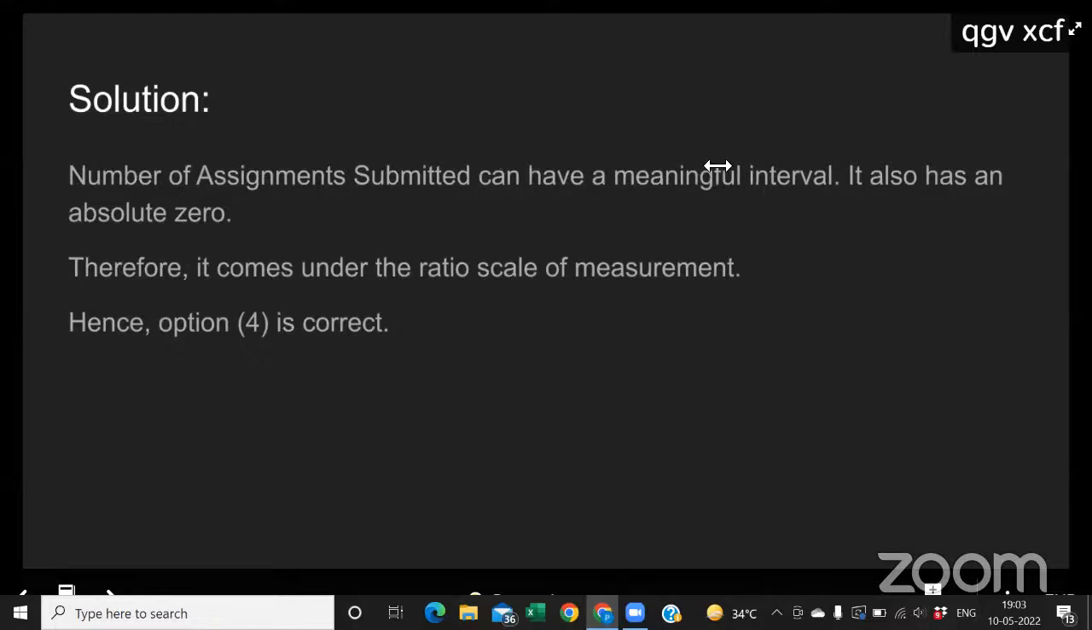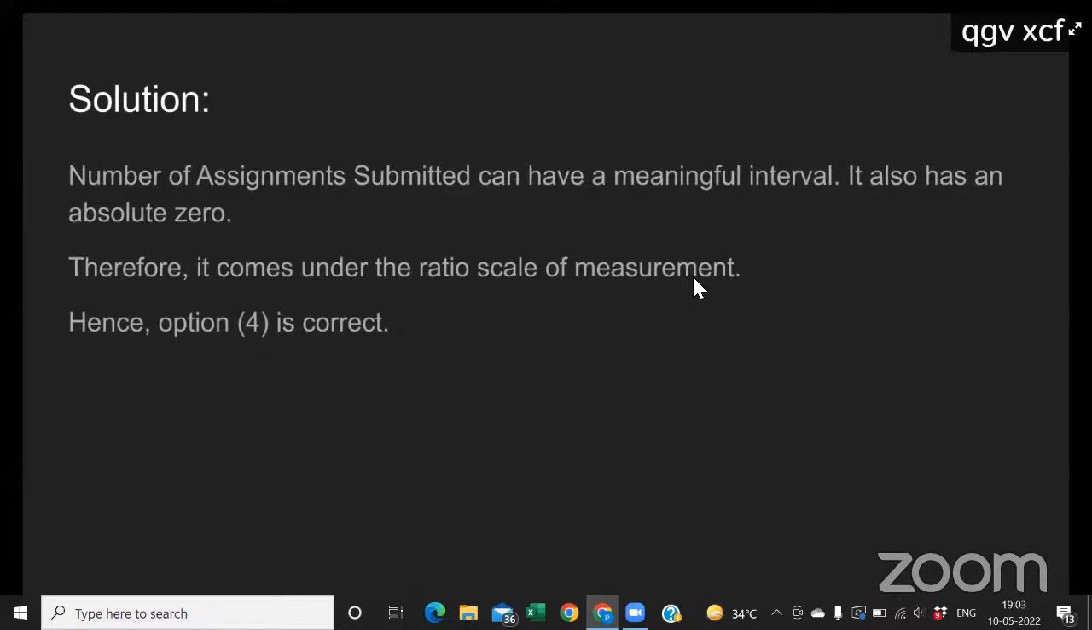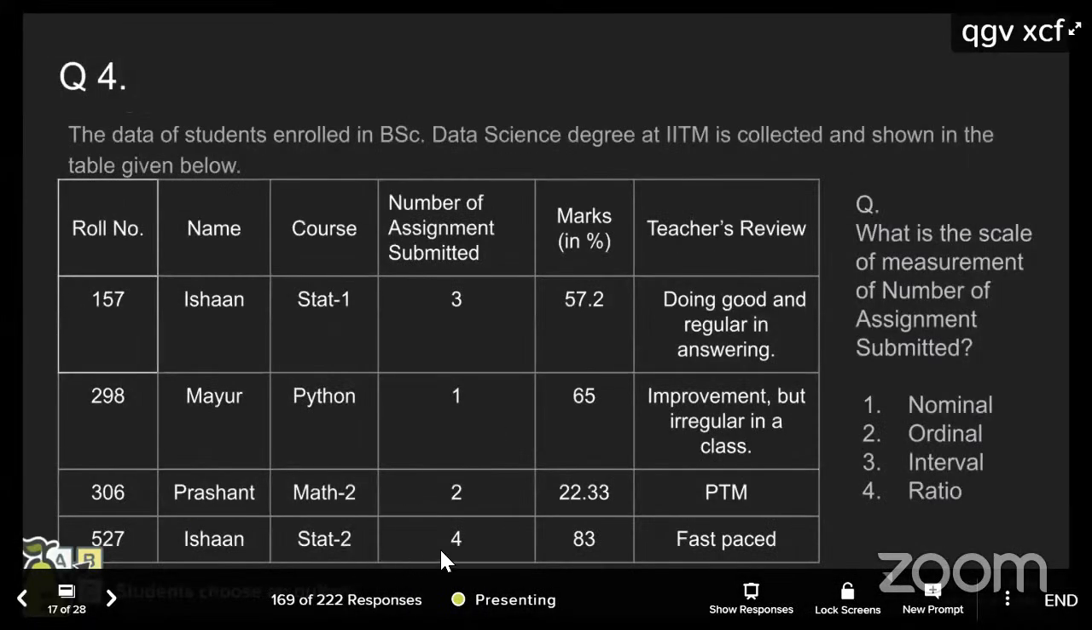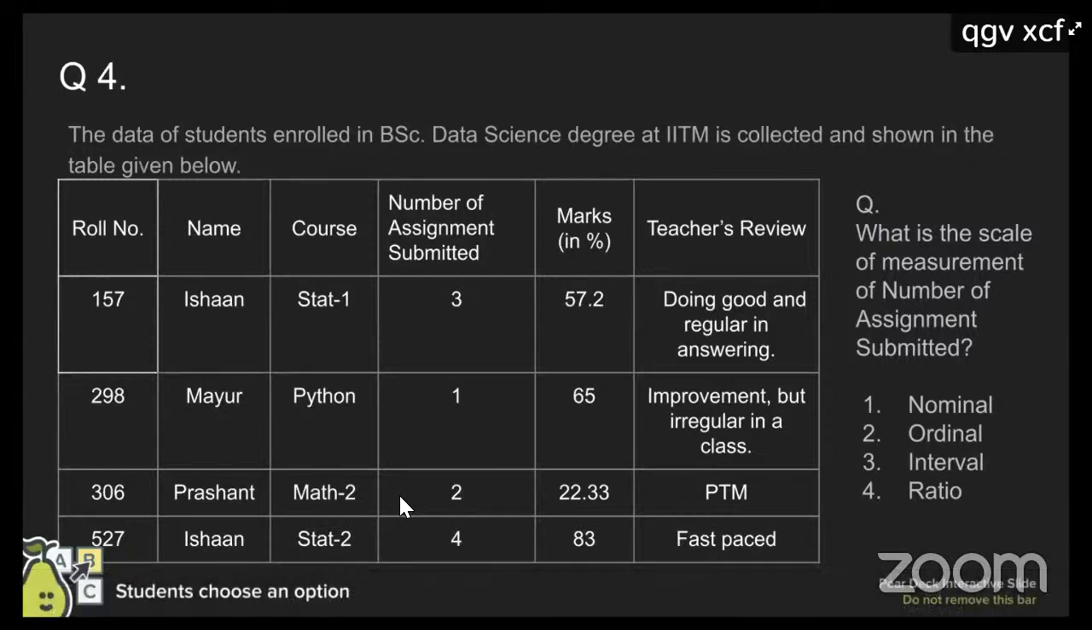Sir, in the assignment, how can we use multiplication and division? See, there is meaning. Suppose Isan has submitted 4 assignments here in stage 2. Prasant has submitted 2 assignments. Then I can say Isan's number of submissions is 2 times the number of submissions of me.